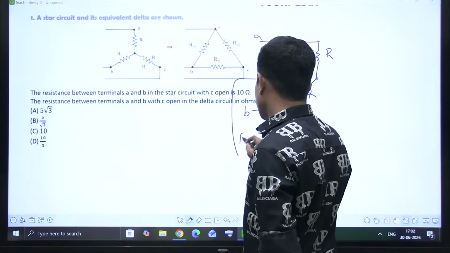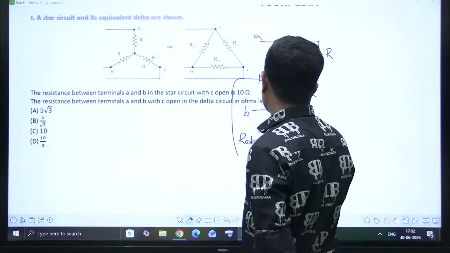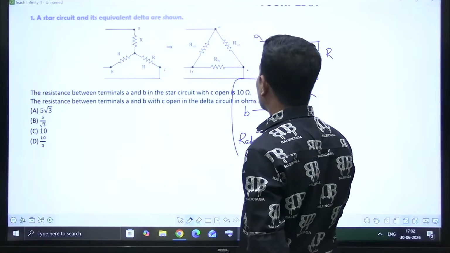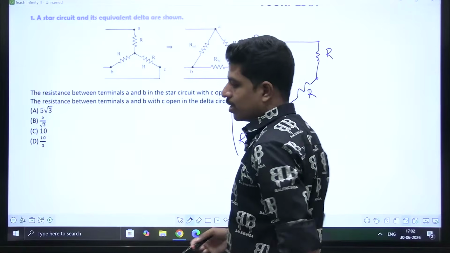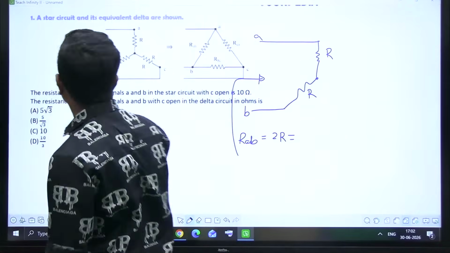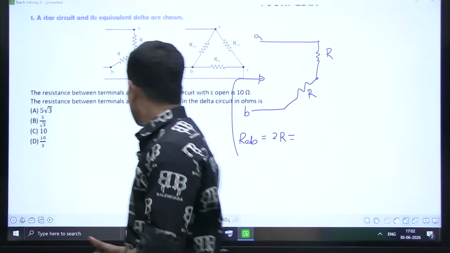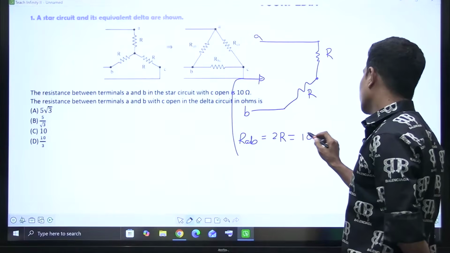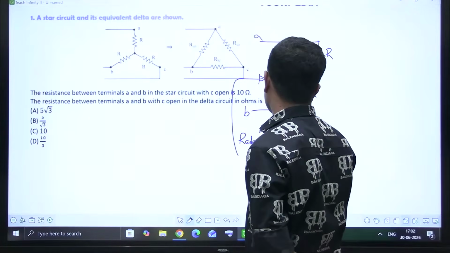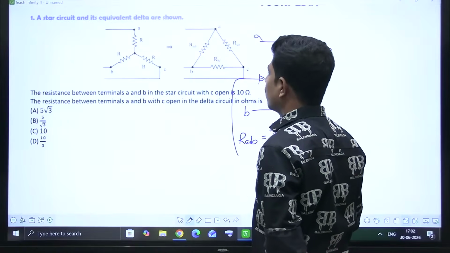Now this is RAB, which is equal to 2R. That is equal to the given 10 ohms. Then the R value is 5 ohms.